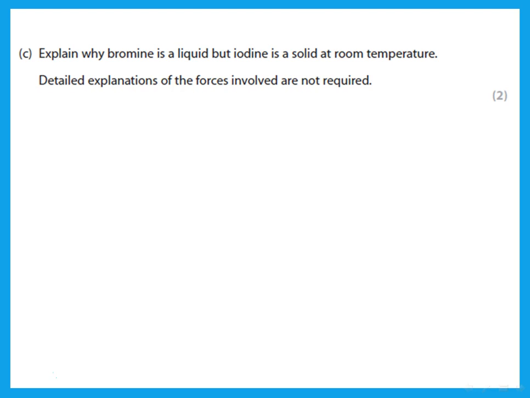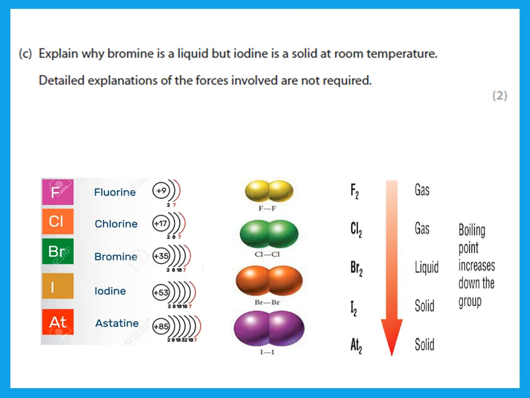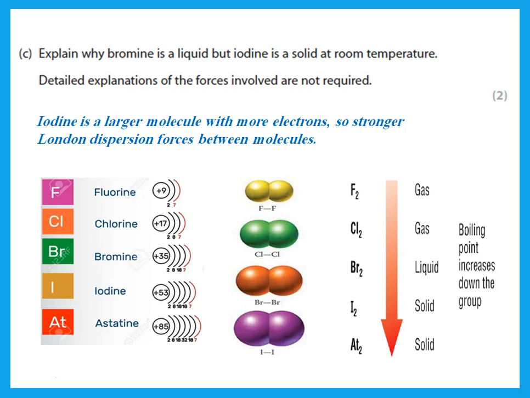Explain why bromine is a liquid, but iodine is a solid. Again, if we're looking at the halogens, as we go down, the molecule becomes bigger, with more electrons. So as we go down, the boiling temperature increases and they change from gas to liquid to solid. So if we're comparing iodine and bromine, iodine is a larger molecule with more electrons, so stronger London dispersion forces between the molecules, and this will need a higher temperature to separate the molecules.